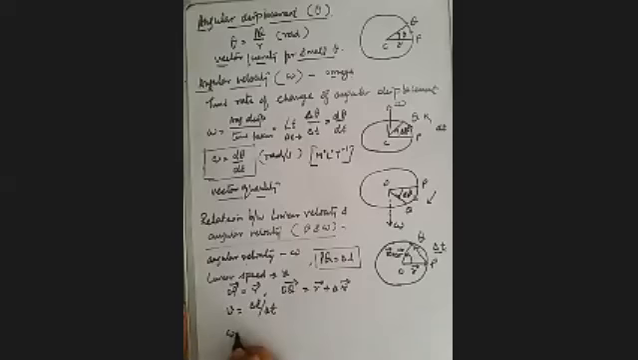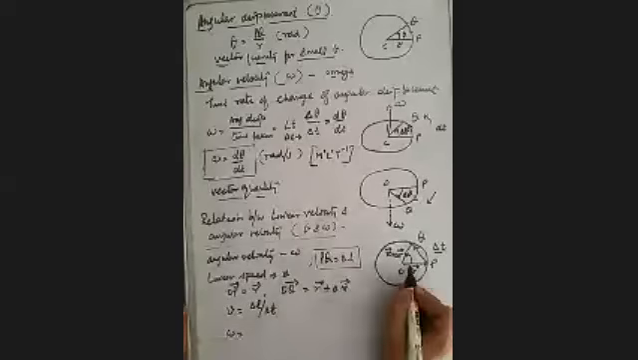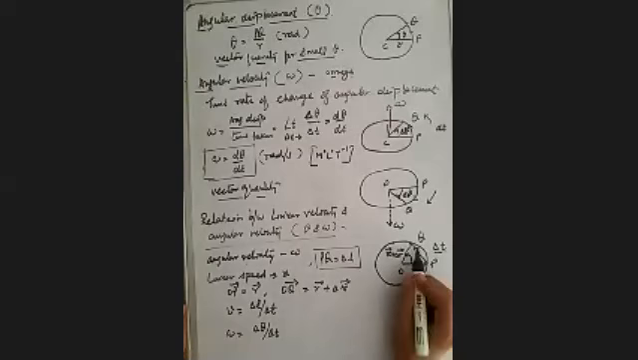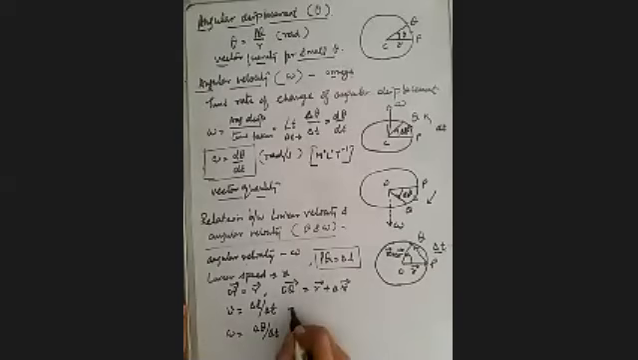And omega will be, because omega is the rate of change of angular displacement, delta theta divided by delta T. So we get these two relations when the particle has moved from P to Q in a small interval of time delta T. This implies delta L, the linear distance traveled, is equal to V delta T, and this implies delta theta is equal to omega delta t.